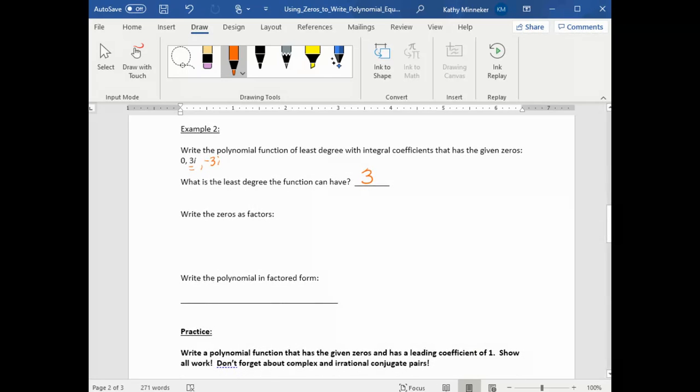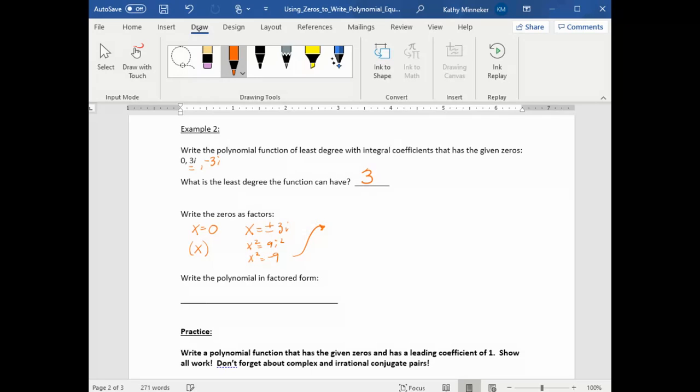So we're going to write out our zeros as factors. Our first zero is x equals 0, so that factor is just x. Our second factor, x equaling plus or minus 3i, we have to square both sides. So we get x squared is equal to 9i squared. i squared, as we know, is negative 1.